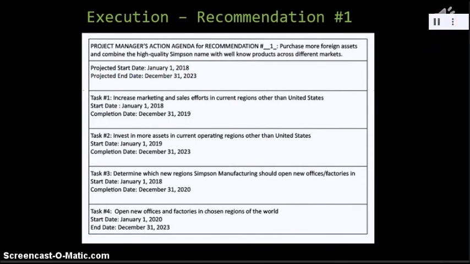The execution for recommendation number 1, which is to purchase more foreign assets and combine the high-quality Simpson name with well-known products across different markets, has 4 tasks. Task 1 is to increase marketing and sales efforts in current regions other than the United States. Task 2, invest more in assets in current operating regions other than the United States. Task 3, determine which new regions Simpson Manufacturing should open new offices and factories in. And Task 4, open new offices and factories in those chosen regions of the world. There are start dates and end dates in which to check the progress of how this is doing.